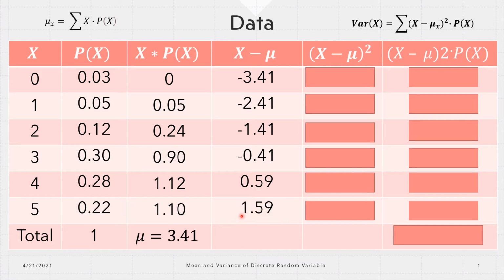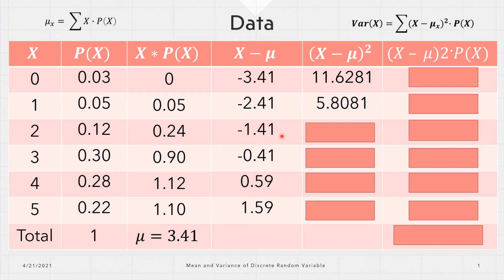After doing that, as we can see in our formula, we need to obtain the square of these differences. Hence, we are going to multiply these values by themselves. Doing so, for negative 3.41 multiplied by itself, we have 11.6281. If we multiply negative 2.41 by itself, we have 5.8081.